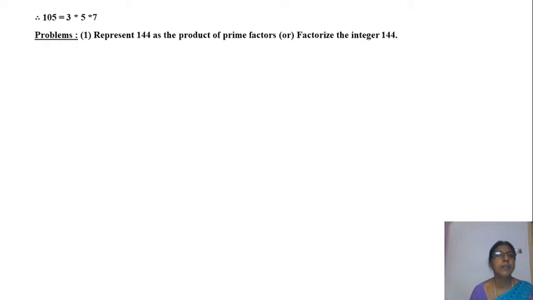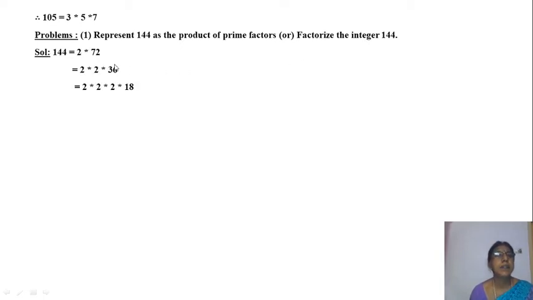Now we see problems. What is the first problem? Represent 144 as the product of prime factors. We have to write it as a product of prime factors using the fundamental theorem. Or the question can be asked in another way. One way of asking is represent 144 as a product of prime factors. What is the other way? The question asks: factorize the integer 144, that is, write it in its factors.